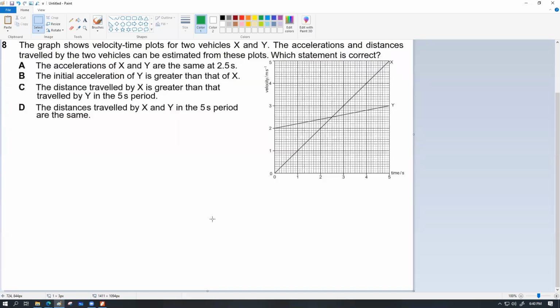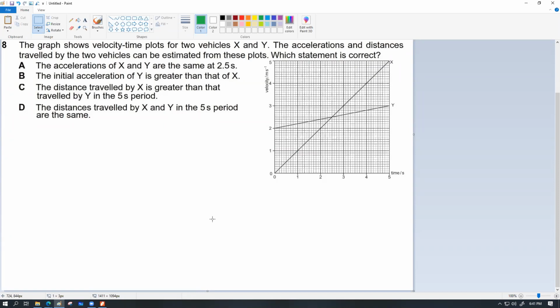So have a look at the option choice. Acceleration of x and acceleration of y are the same at 2.5 seconds. That is absolutely wrong. Velocity of these two objects is the same at 2.5 seconds. Acceleration of the two objects was different throughout the motion because they both have straight lines, so they have a constant value of acceleration which was different throughout the motion.